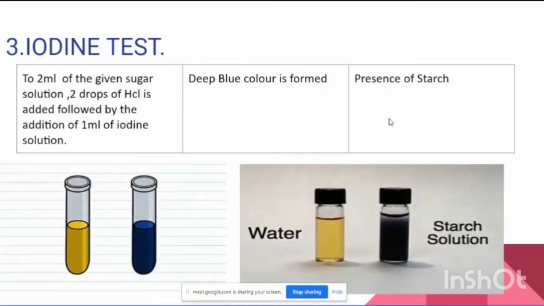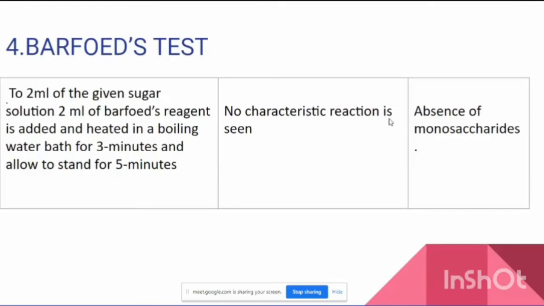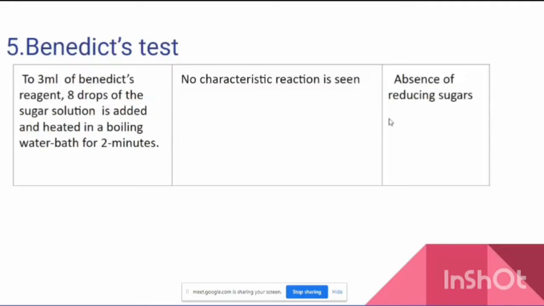And next is the iodine test. Starch being a polysaccharide will interact with iodine and produce a deep blue color that shows the presence of starch. And the next test is Barfoed's test, which is performed to identify a monosaccharide. Since starch is a polysaccharide, we observe a negative reaction for Barfoed's test.